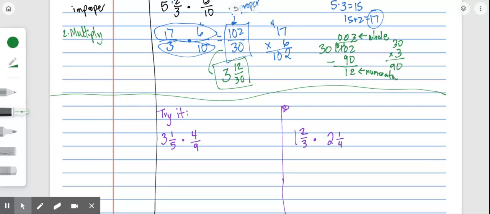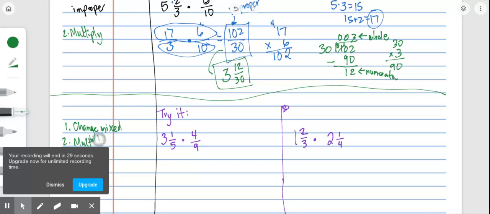All right, you should have come back. So we're going to follow these steps again. We're going to change the mixed number, and then we're going to multiply, okay? Okay, so 3 1/5 is going to be 3 times 5 is 15, plus 1 is 16. So 16/5 times 4/9. 16 times 4 is 64. 5 times 9 is 45. So 64/45, that is what you should have gotten.